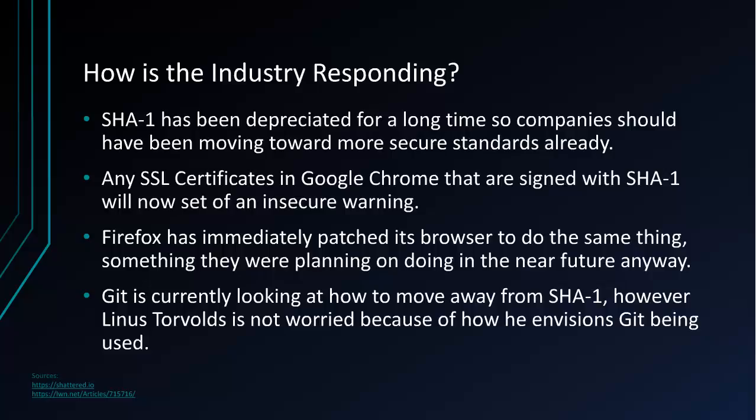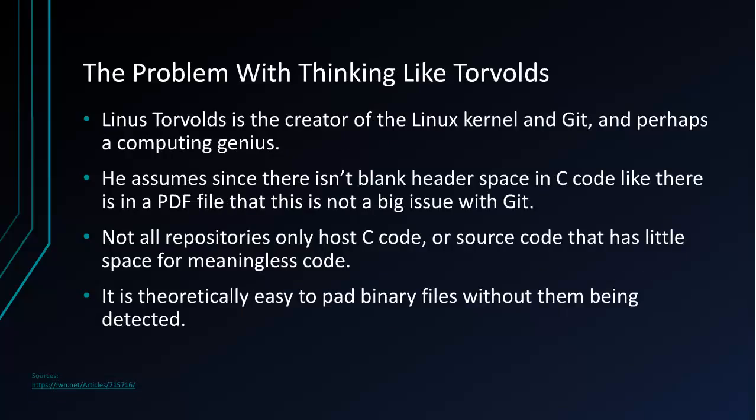Git is currently looking at how to move away from SHA-1. However, the creator, Linus Torvalds, is not worried because of how he envisions Git being used. We'll go a little more in depth on that in the next slide. So what's the problem with thinking like Linus Torvalds? He's the guy who created the Linux kernel and Git. Perhaps he's a computing genius.